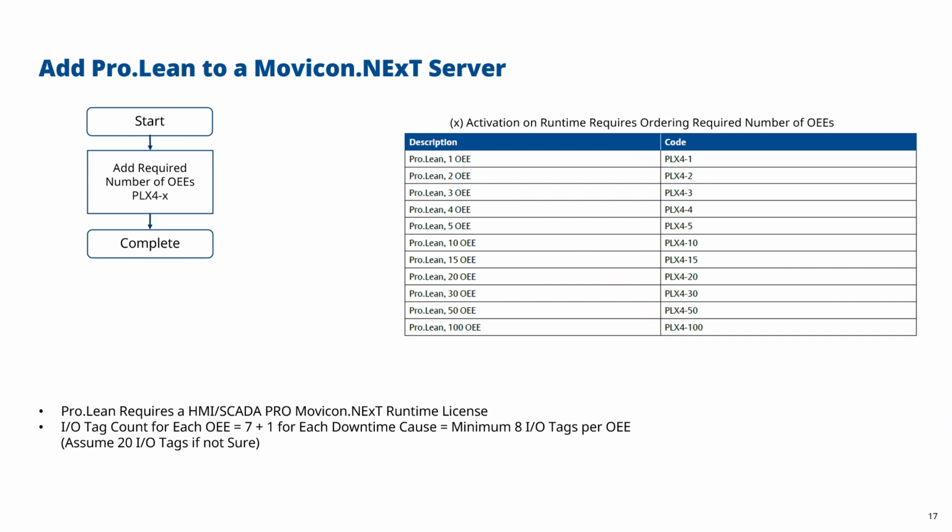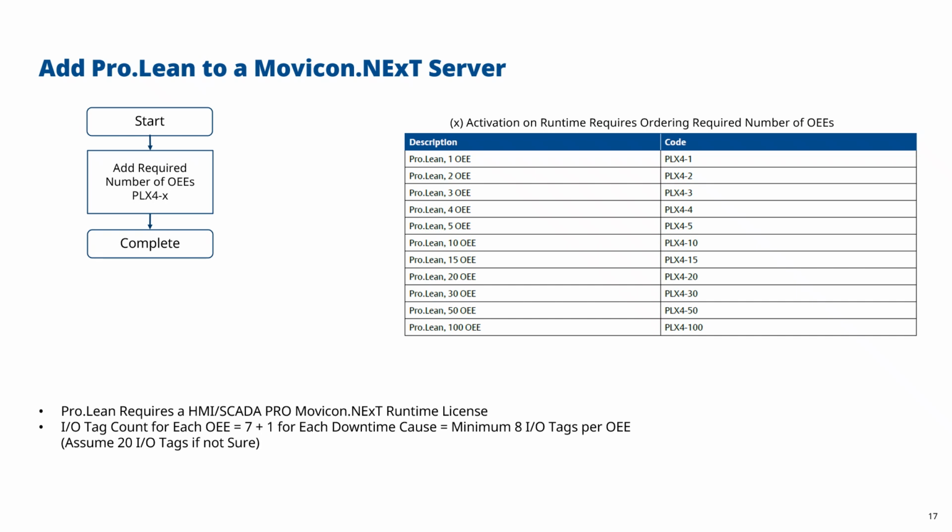Now the way the OEE license works is, again, this fits on your base Movicon.NExT SCADA license, but what you also need to do is you need to consider the I/O count again. And the way OEE works is we need 7 data points for each OEE, plus 1 extra for each additional downtime cause. So typically that's a minimum of 7 I/O tags per OEE, but as soon as you're recording downtime, then it works out at about 8.